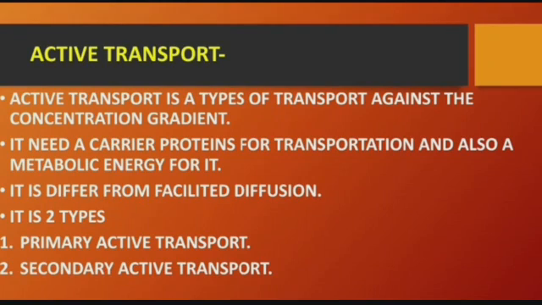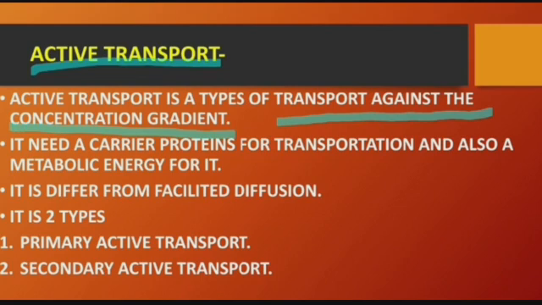So let's see active transport. Active transport is an ATP dependent process, and it is also known as uphill transport. As I told you that passive transport is also known as downhill transport, this is known as uphill transport. Active transport is a type of transport against the concentration gradient. So transportation occurs against the concentration gradient, that's why it needs ATP for the transportation. Like swimming against the water current in a river, it is an example of active transport.